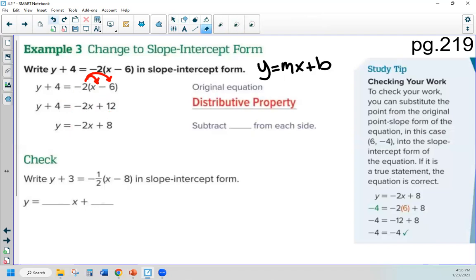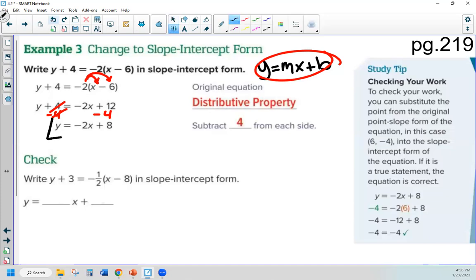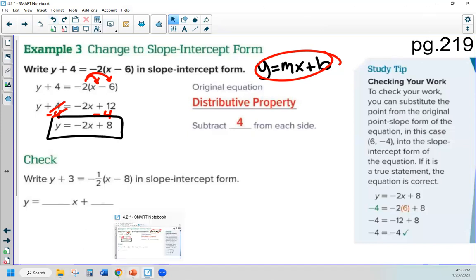Next, the next thing you want to do is notice what this looks like and notice what we want to make it look like, where y is by itself. So if we want y by itself, we need to take 4 to the other side by doing the opposite. That's an addition of 4. So by subtracting it by 4, we are able to now get it in slope intercept form. Done. Cool.